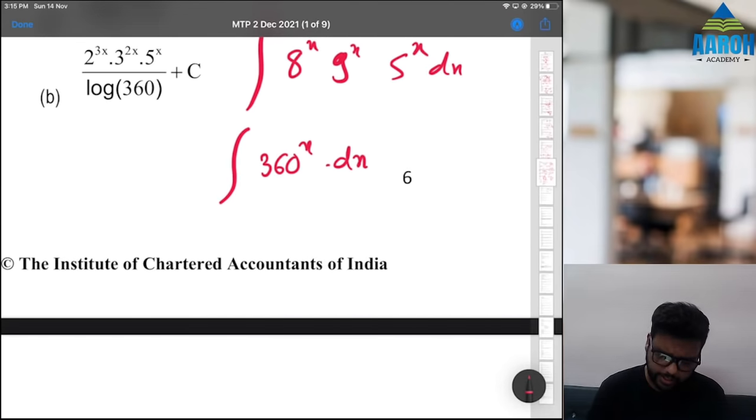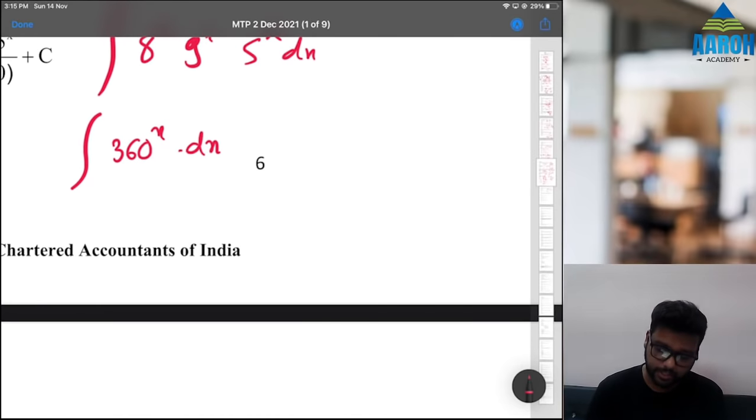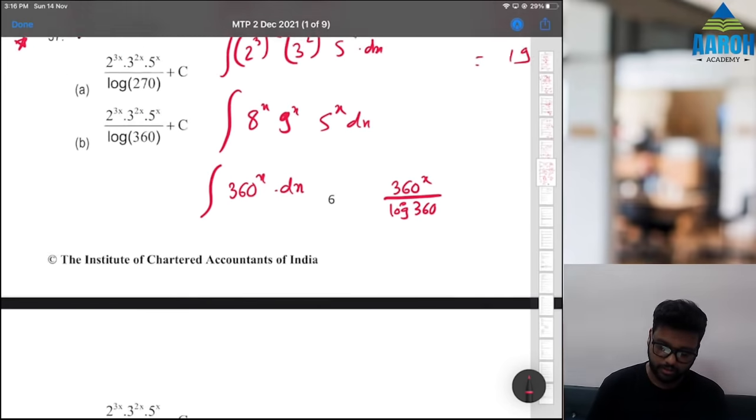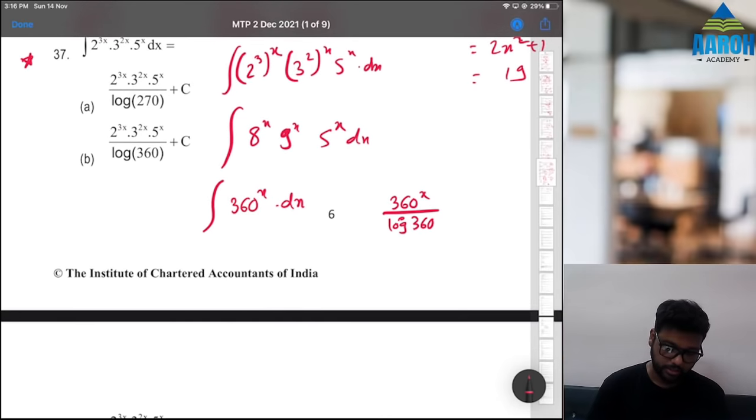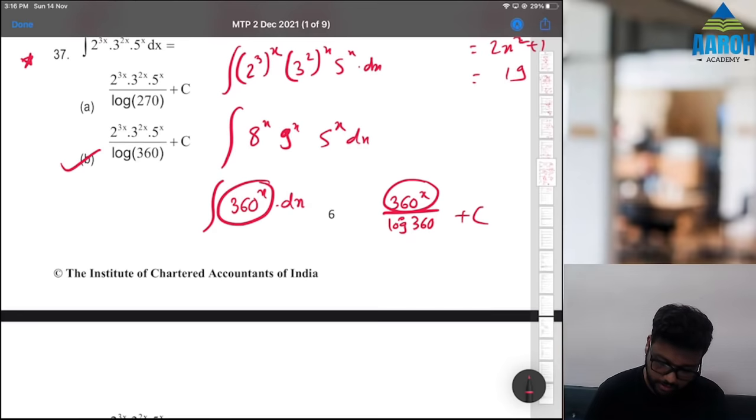Integration of a raised to x dx is what? It is a raised to x upon log a. So 360 raised to x upon log 360. So the answer is plus C. So this is option B. Why option B? Because 360 raised to x means this, right? So option B is the correct answer. That same part divided by log 360 plus C.